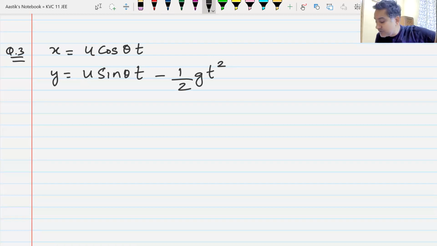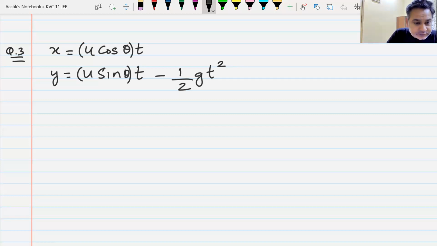Can you get the equation of trajectory in this case? x is given as u cos theta into t, y is given as u sin theta into t minus half g t square, and you have 2 minutes to do this. I hope that is good enough. Just have to do simple things. There is no complication here. Simple things. 2 minutes.